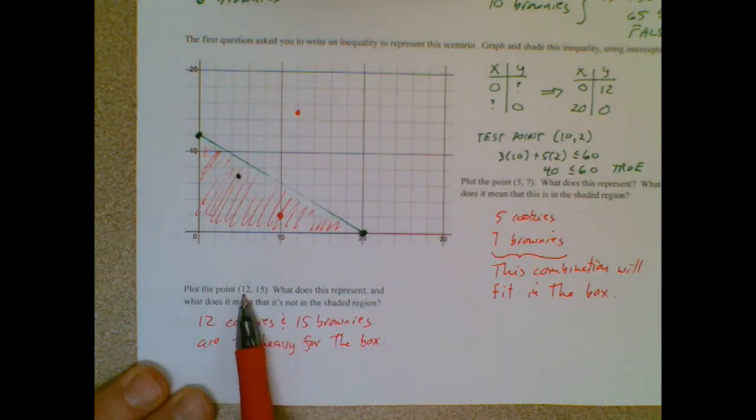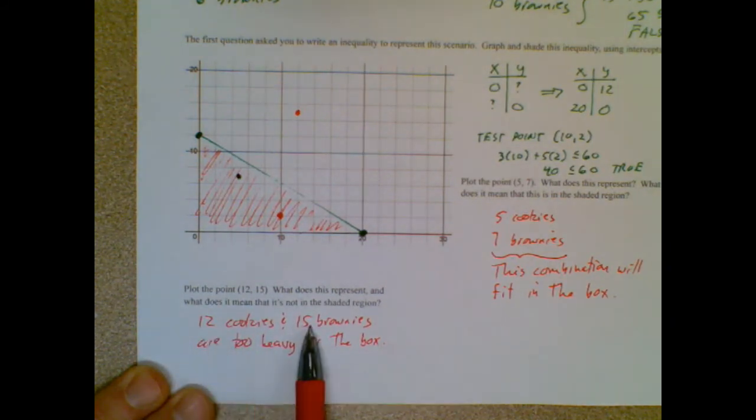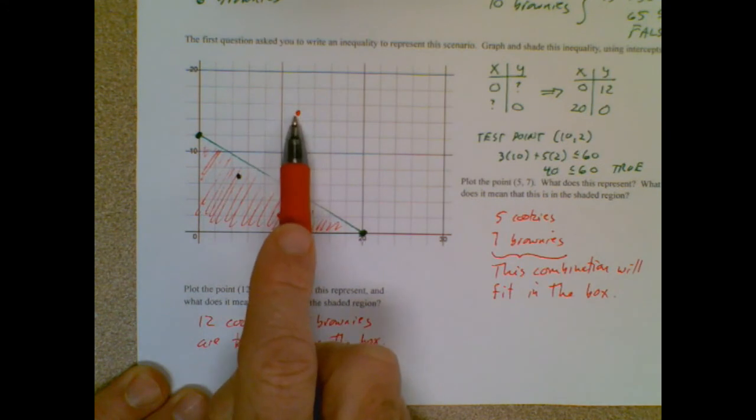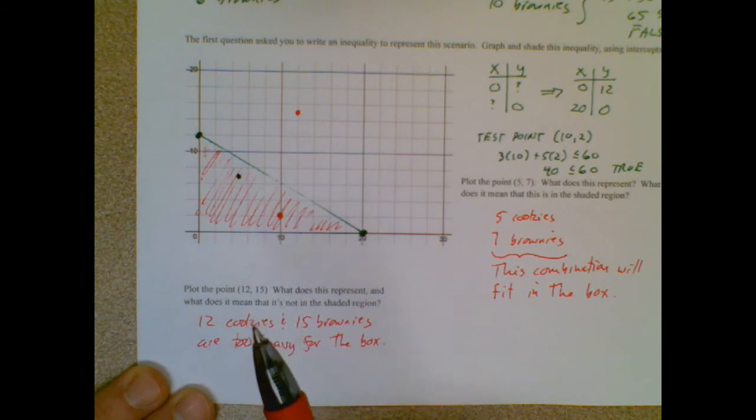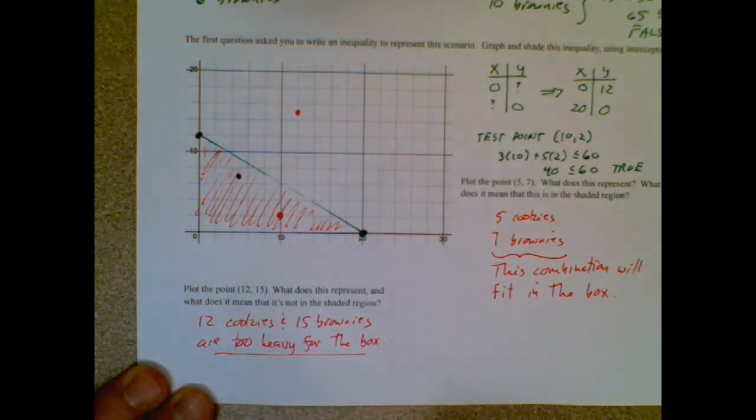This last part, 12, 15, indicates that 12 cookies and 15 brownies, there it is. It's outside the solution region, which tells me it's not a solution to our inequality, which in context of the situation says, nope, you can't do it. It's too heavy for that box.